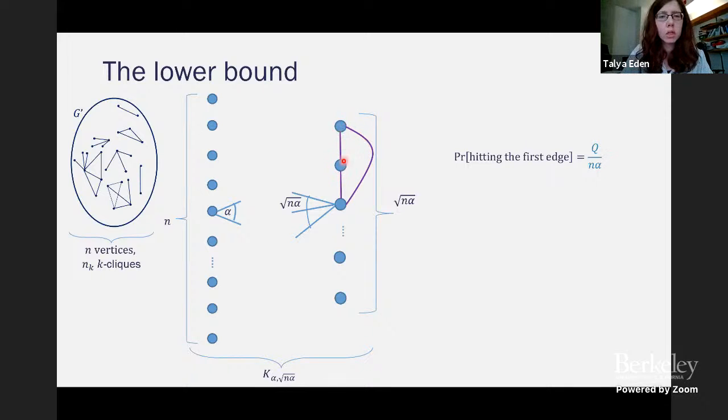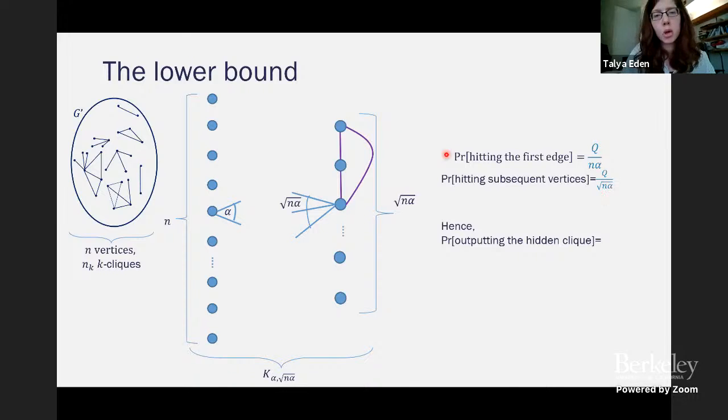And then once you've seen this first edge, to continue to reach the other vertices, it gets easier, right? Because now it's better to just look inside the neighbors of this vertex. We just do uniform neighbor queries and then a pair query. So now the probability of hitting subsequent vertices is q over square root of n alpha, right? Because this vertex has square root n alpha neighbors. So if I sample them uniformly at random to hit the right neighbor, it happens with probability q over square root n alpha.